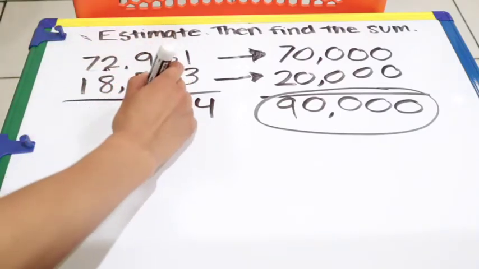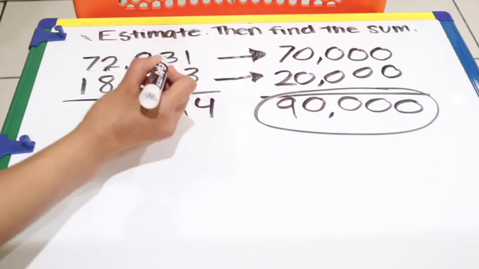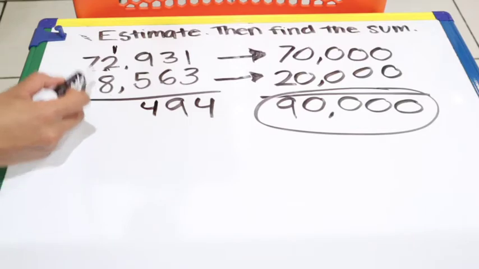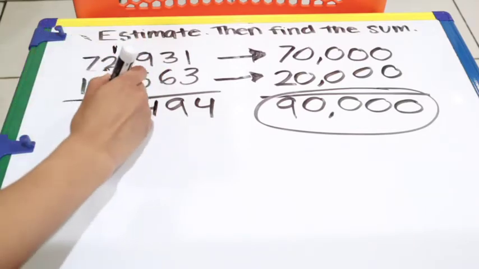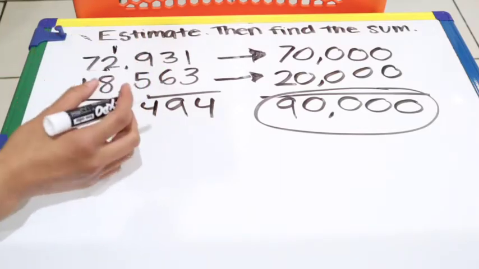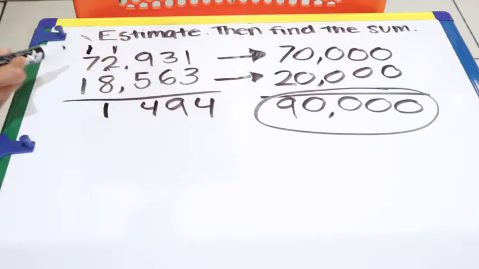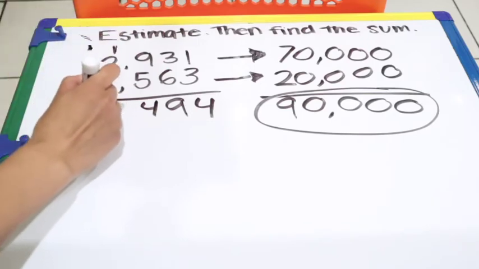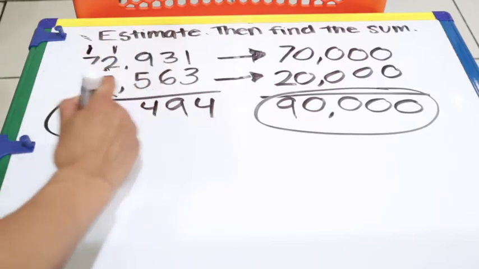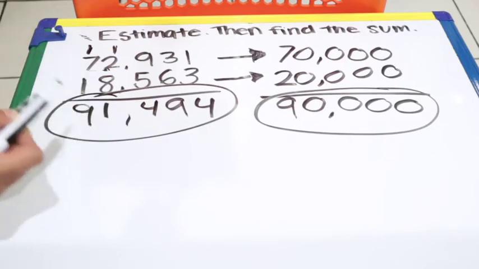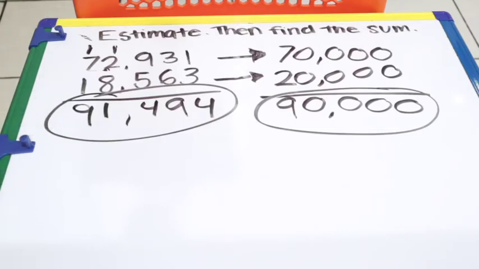So that means 4 can go in here, but I'm going to grab that bundle of 10 and put it up here. So 8, 9, 10, 11. So 1 can fit right here, but a group of 10, I have to regroup up over here. 7, 8, 9. So here are my two answers. 90,000 is my rough estimate, and 91,494 is my exact sum.